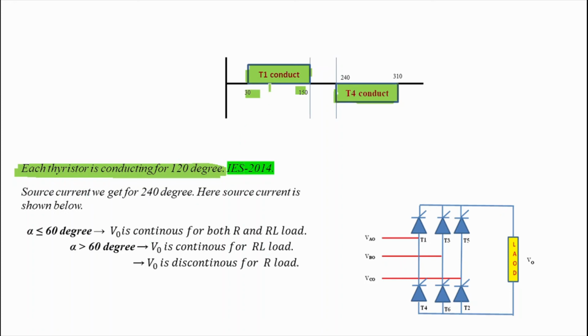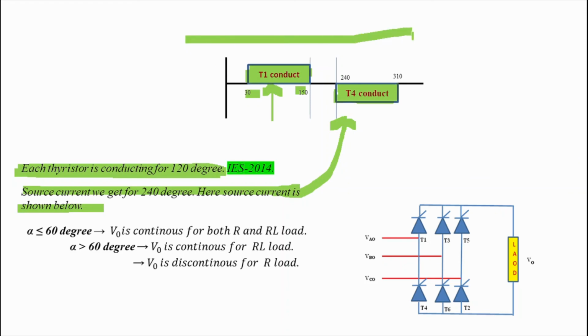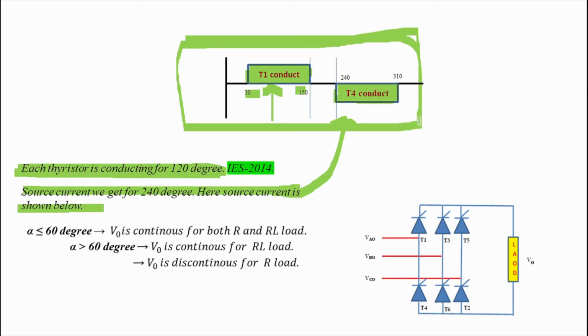So we get source current for 240 degree. Here the source current is shown. This is the waveform of source current, and the source current flows when a thyristor conducts. So T1 conducts for this period, and we get this cycle of source current. You need to remember this waveform because it will be utilized in my next lecture when we calculate the parameters for this rectifier circuit.